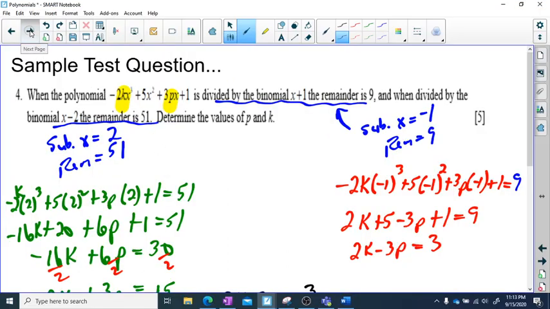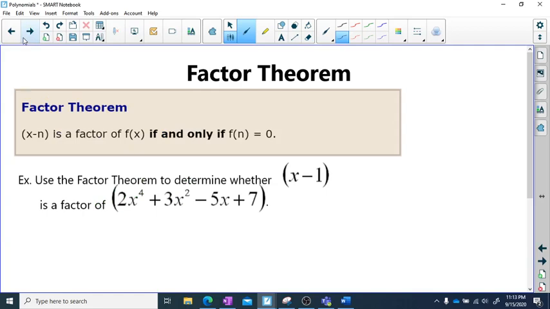All right, let's look at something called the factor theorem. The factor theorem is really just a special case of the remainder theorem, and what it says here is that x subtract n is a factor of f of x if and only if f of n equals 0. Now we want you to get to the point where you can read something like this and it doesn't read like a foreign language. And you can kind of decipher and say, okay, I get what they mean.